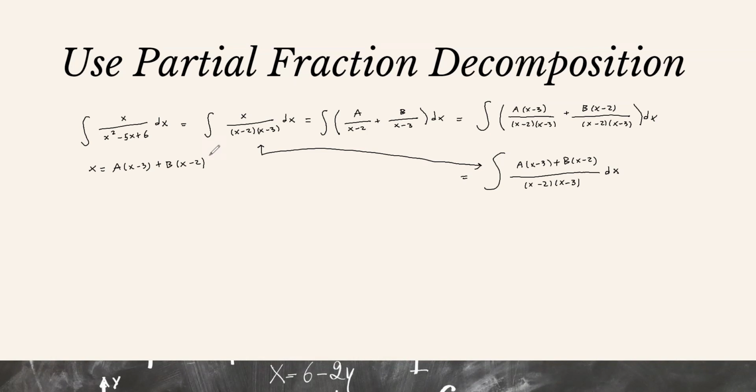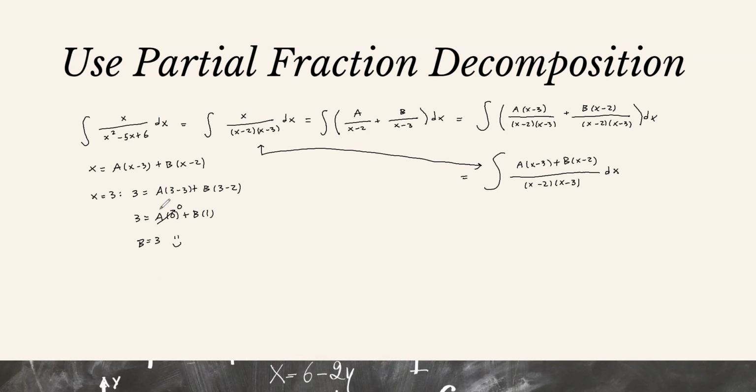What should we do from here? Well, what if we set x equal to 3? Then we would get 3 equals a times 3 minus 3 plus b times 3 minus 2. And folks, what is 3 minus 3? 3 minus 3 is 0. And so we have a times 0, which is just 0. And all we have left is b equals 3. Yay!